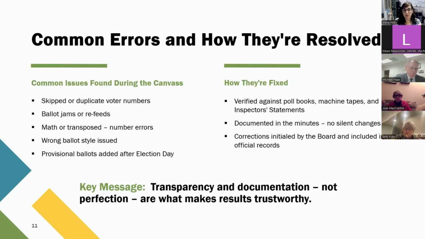So every fix follows the same rules, though. We verify, we document, and we explain. Nothing is quietly changed after the fact. All corrections are discussed in open session, recorded in the minutes, and initialed by the Board of Canvass. So that's what builds the trust: not perfection, but transparency and documentation. Every number can be traced and every change can be explained.